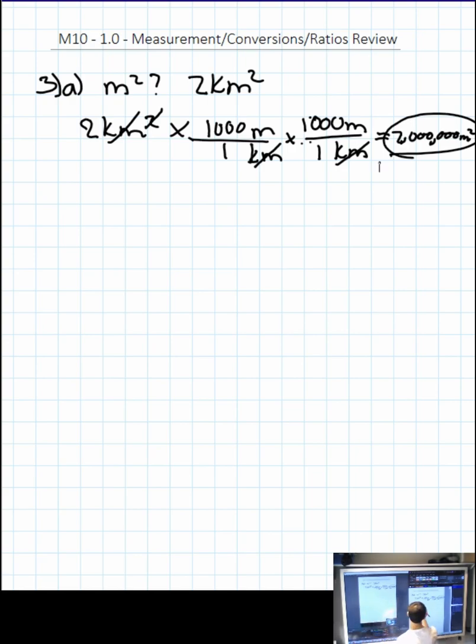All right, so 3B. How many centimeters cubed in 1 meter cubed? So, let's start off with 1 meter cubed on the far left, and we're going to write a little bit smaller than last time so we can fit it all. So we're going to times by 100 centimeters per meter, meters on the bottom, centimeters on the top.